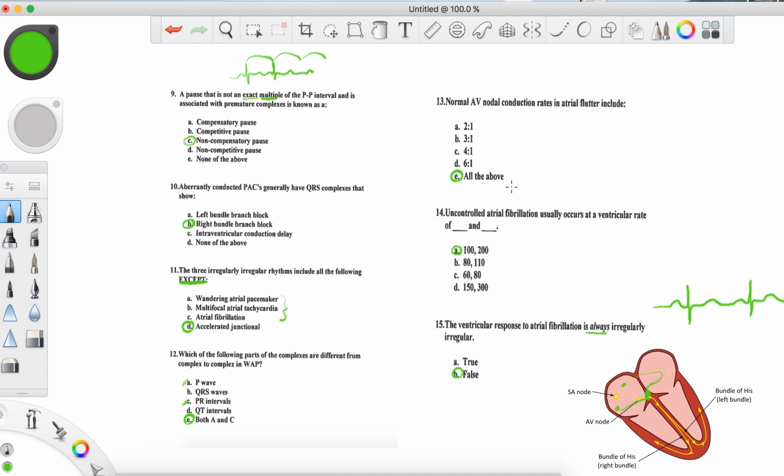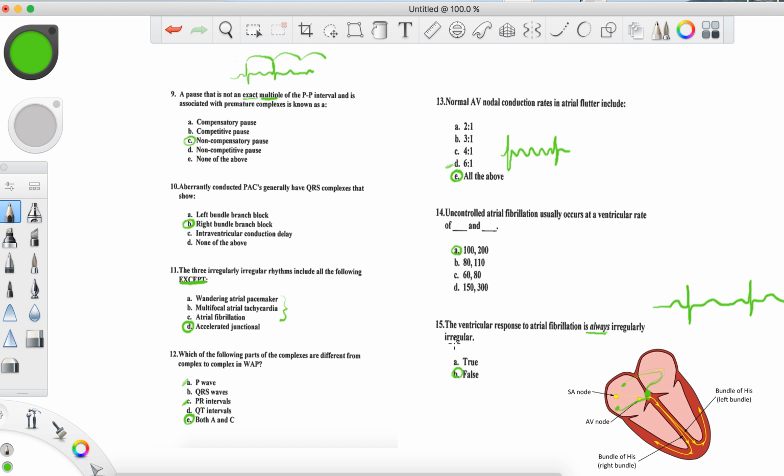Now, AV nodal conduction and A flutter, not terribly common to see rates of 6 flutter waves to 1, but it's certainly possible, especially if the rate is very slow. If the rate is very slow, then there's lots of time to get flutter waves in between the complexes. So if it were a very slow rate, you're more likely to see more flutter waves in between. Uncontrolled AFib, usually at rates between 100 and 200.